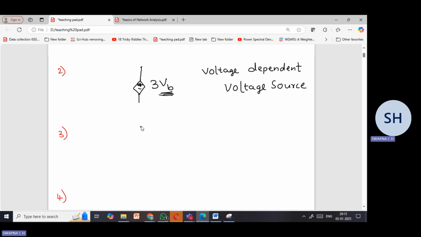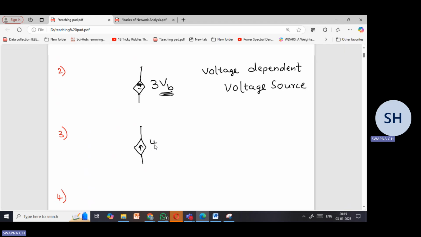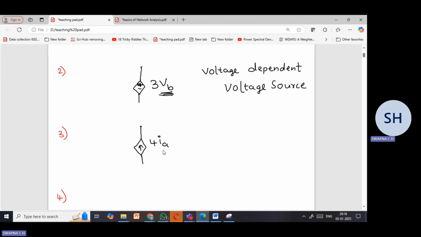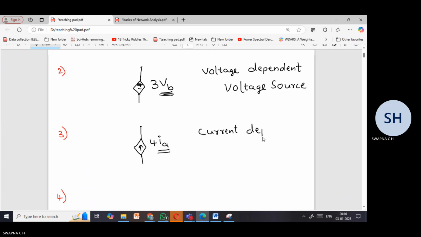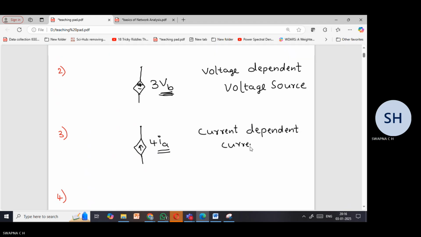Similarly, I have dependent current sources as well, where the arrow indicates it is a current source. If I mention it as 4IA, from the symbol, it is very clear that it is a current source. And on what is it depending? It is depending on a current value. So it is called a current dependent current source. It is a current source, but it is depending on a current value. That is the reason it is called a current dependent current source.